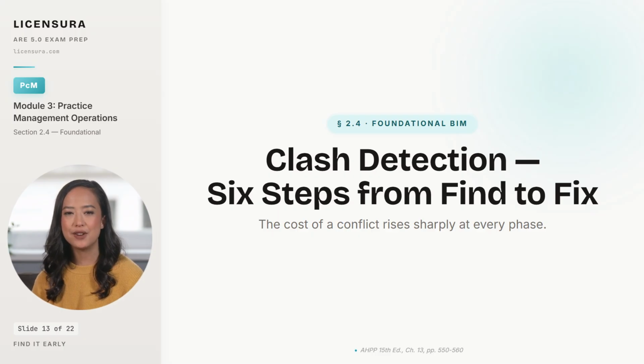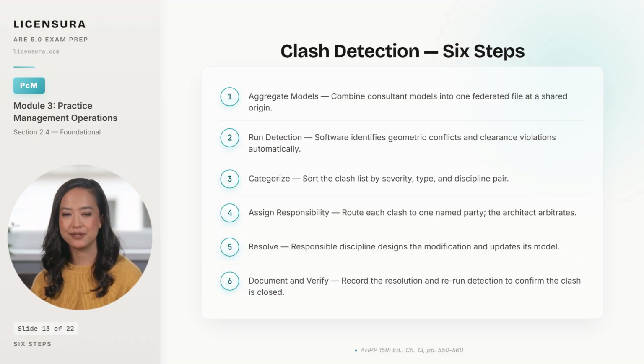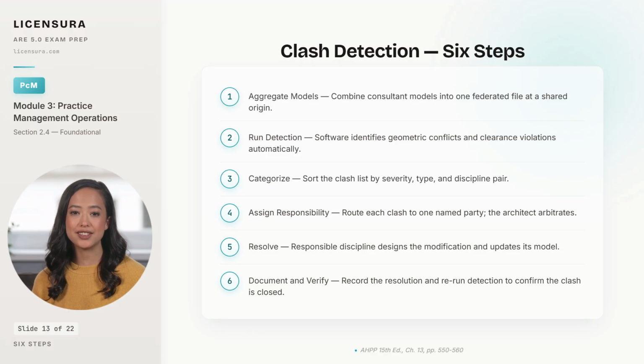The procedure itself has 6 discrete steps, and every step has to actually be performed. Aggregate first. Every consultant pushes its current model to the shared platform, and the BIM coordinator builds a federated file at a shared origin point. Run detection second. The software walks the geometry and produces the raw clash list, which on a normal building can run to several thousand items.